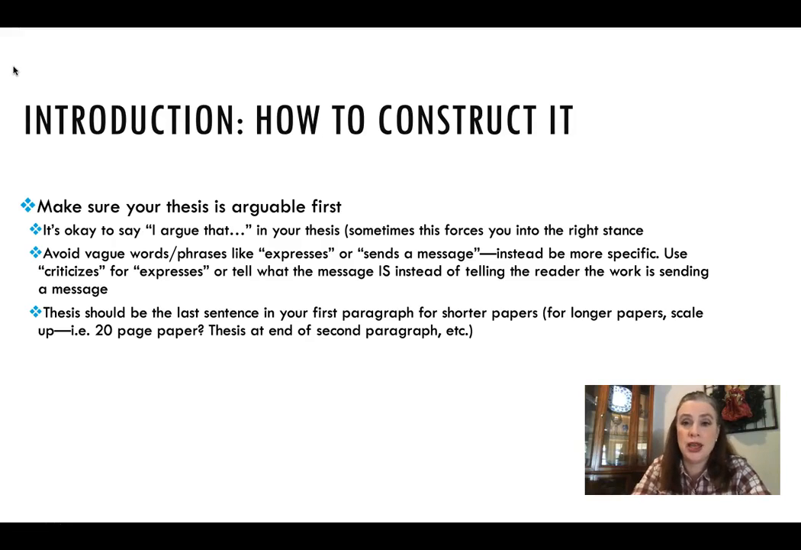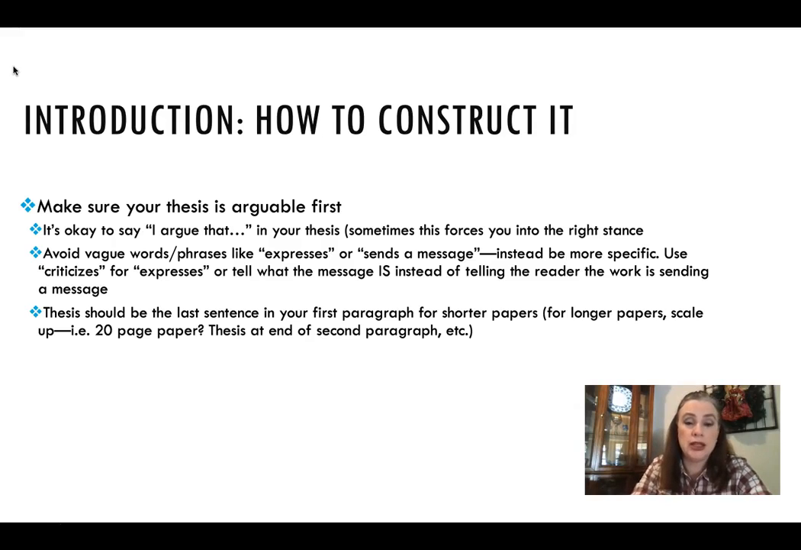So you don't want to say, Kramer's poem, "Life is a Dessert," expresses the idea of love through a donut metaphor. I mean, that doesn't really tell me anything, right? You want to use more specific verbs there. For example, you could say "criticizes," or you could tell what the message actually is instead of telling the reader that the work is sending a message, okay?